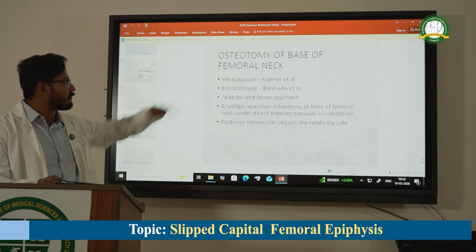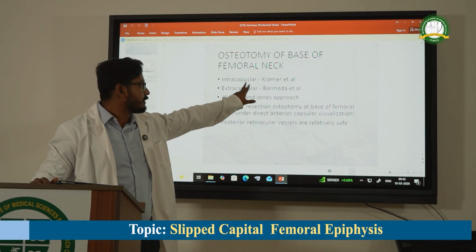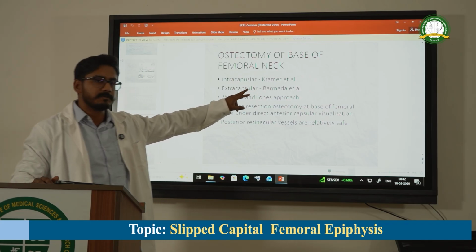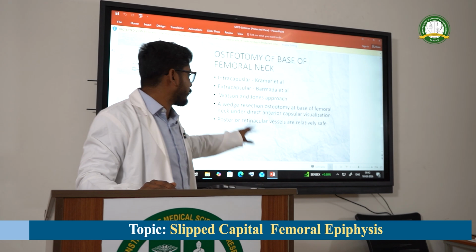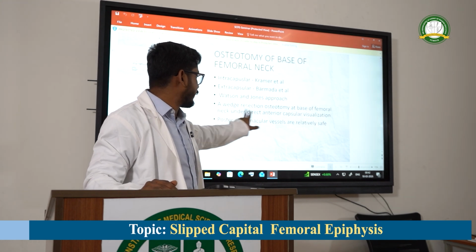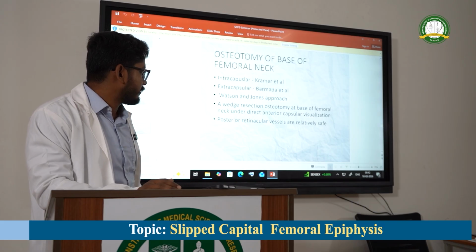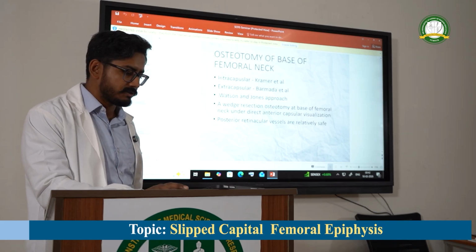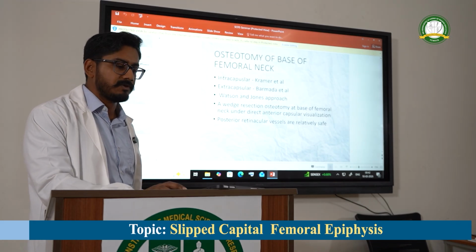This is the osteotomy of base of femoral neck. There are 2 methods, as I told already. One is explained by Kramer, it is intracapsular, and extracapsular is from Barmada. The approach used is Watson and Jones. Wedge resection of osteotomy at base of the femoral neck under the direct anterior capsular visualization is done. And then posterior retinacular vessels are safe in this method.